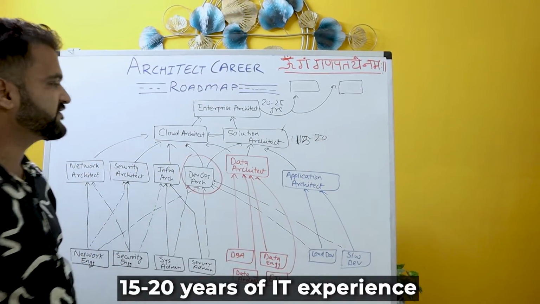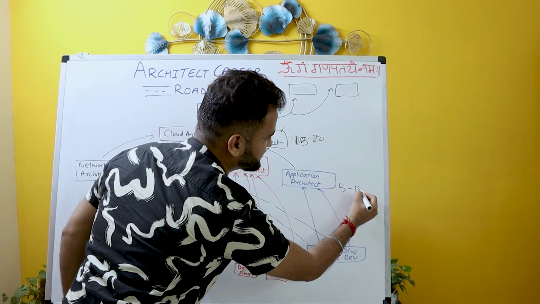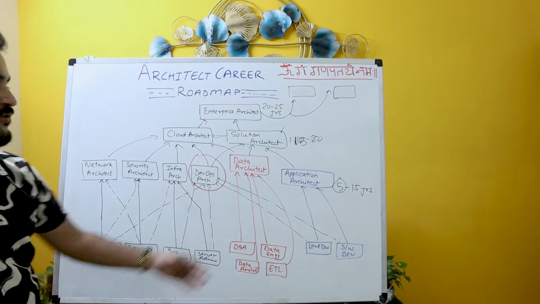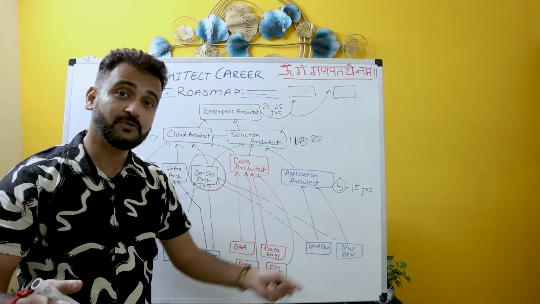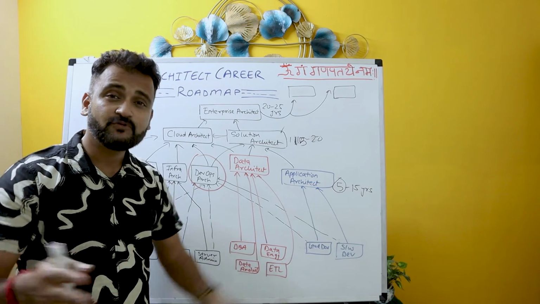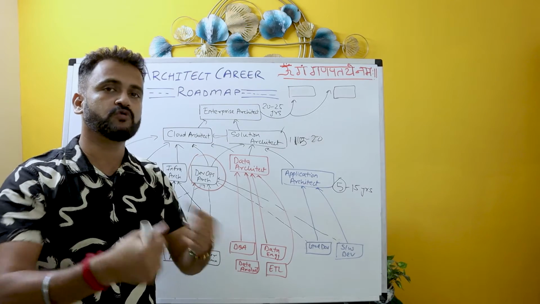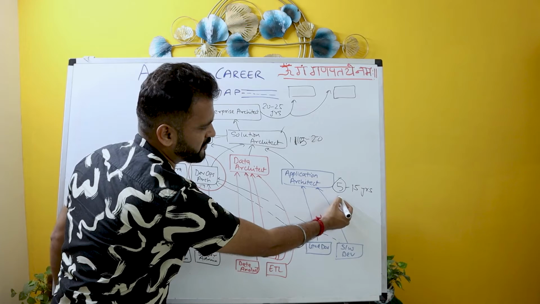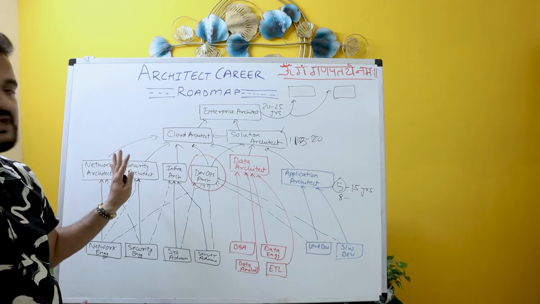So 15 to 20 years here, and here you could be, I would give a very, very flexible range of 5 to 15 years. Now, a lot of people would question me on 5, but I have seen people who have migrated to an architect role in the 5 to 7 years range. So it all depends on how you perceive and how you want to progress. But if you have to be realistic, then you can take it around 8 to 15 years. So that is the kind of thing we are looking at.